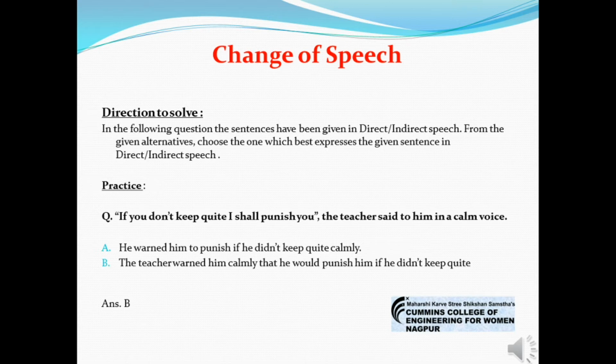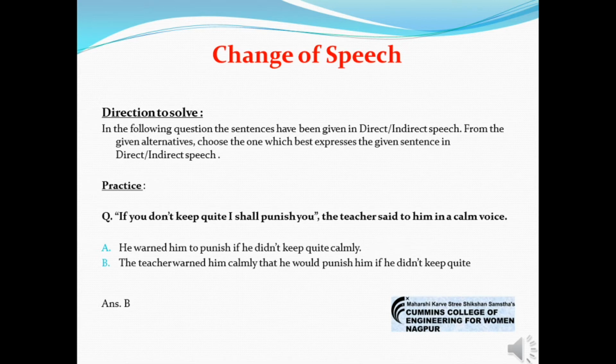In indirect speech, which is also known as reported speech, certain changes are made in the original words of the speaker. These changes are related to tense, the person, and the pronoun. The indirect speech is not enclosed in inverted commas. We'll see one example.